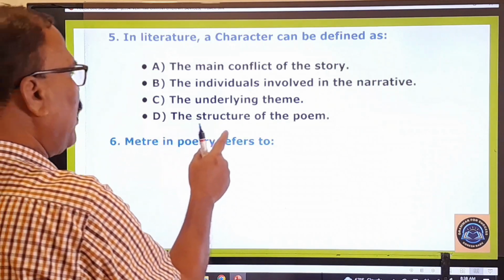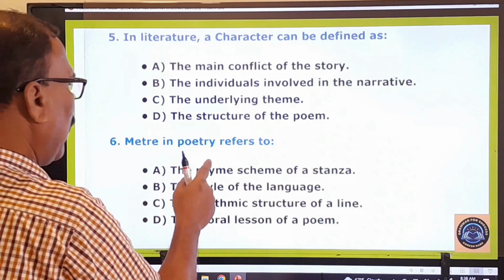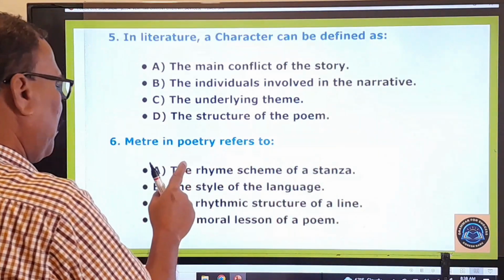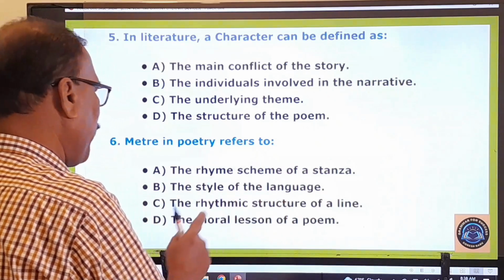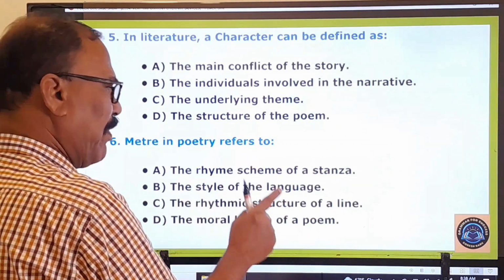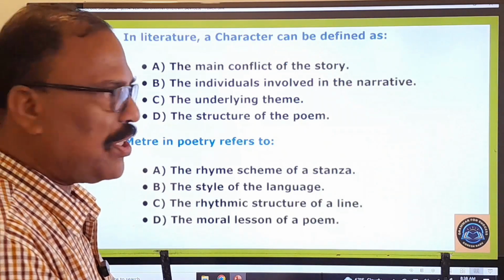Meter in poetry refers to the rhyme scheme of a stanza, the style of the language, the rhythmic structure of a line, the moral lesson of a poem. You choose the right one. Now we move on to other questions.